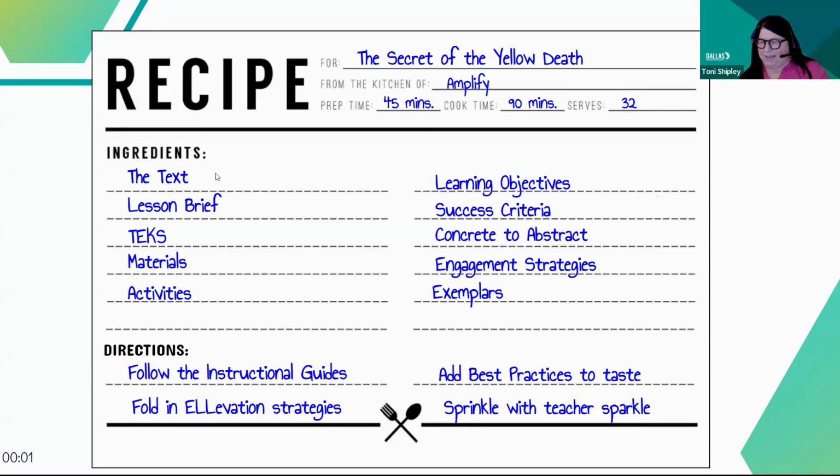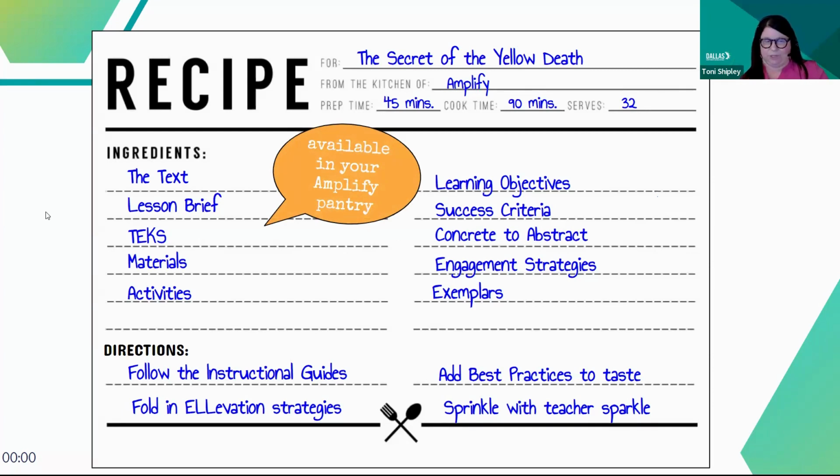Okay, on the left, you already have these ingredients, so to speak, in your Amplify pantry, okay? The first thing you'll want to do when preparing for a lesson is to read it carefully, visualize it, internalize it like you would a new recipe. By reading the text and the lesson brief, and also familiarizing yourself with the TEKS and any materials provided, you are ready to begin making your recipe.